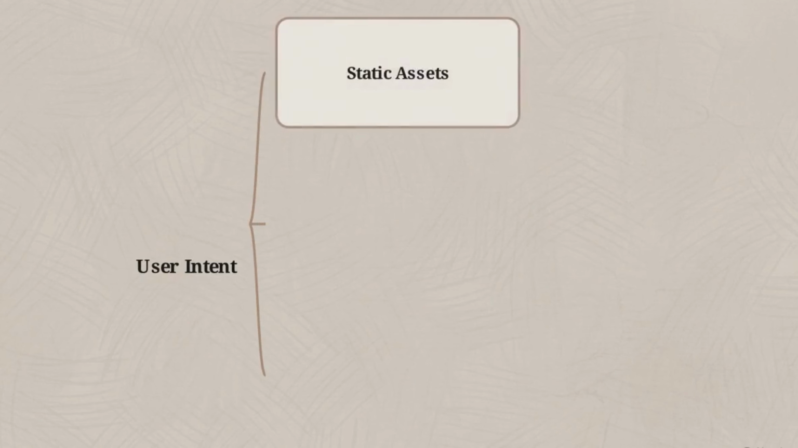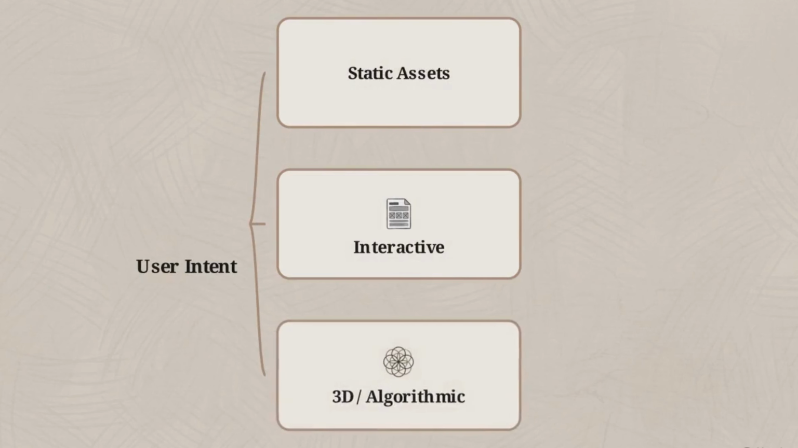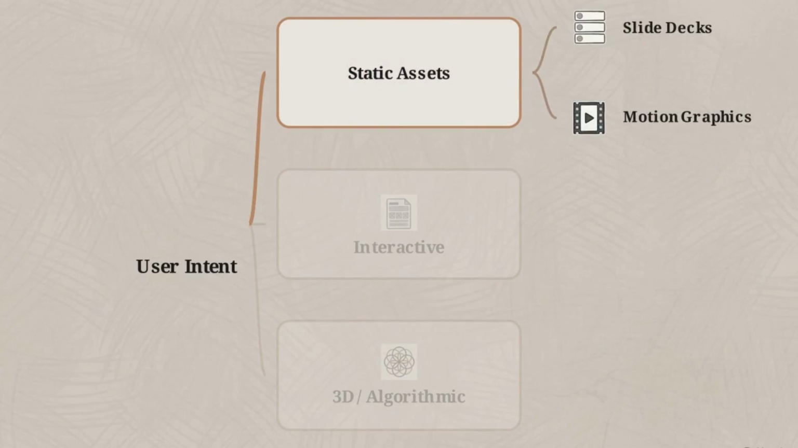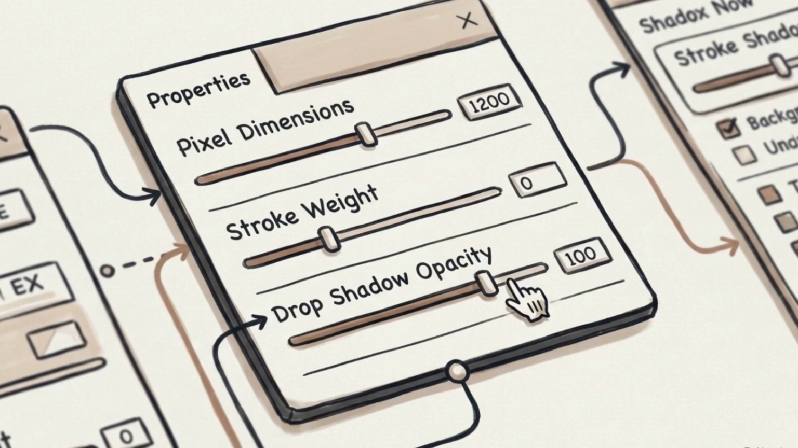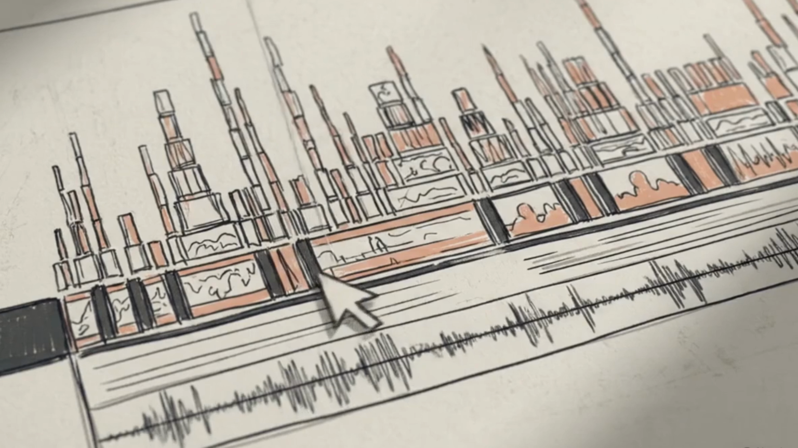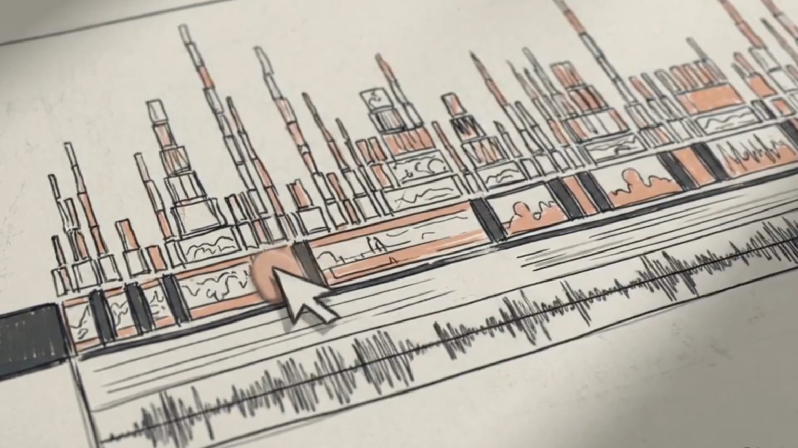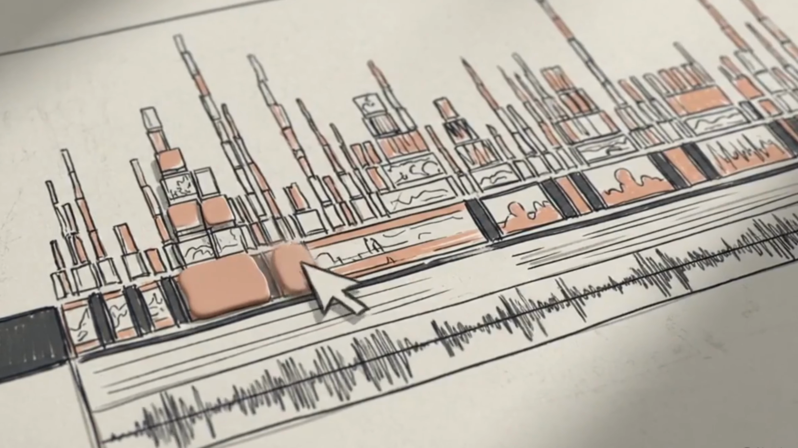This flowchart breaks down Claude's capabilities. It splits into 3 branches: static assets, interactive mockups, and algorithmic generation. Following the static assets path, you feed Claude raw text. In minutes, it outputs fully formatted, on-brand slide decks and animated lower thirds in the browser. The cost of that speed is granular control. You lose access to massive pre-made sticker libraries and the frame-by-frame timeline adjustments you get in traditional software.